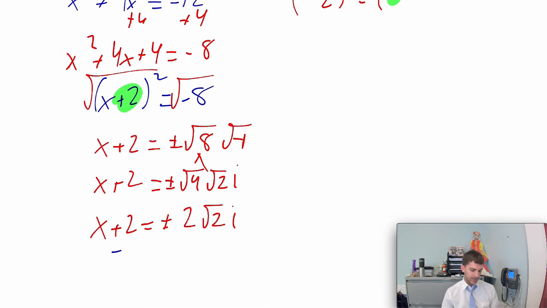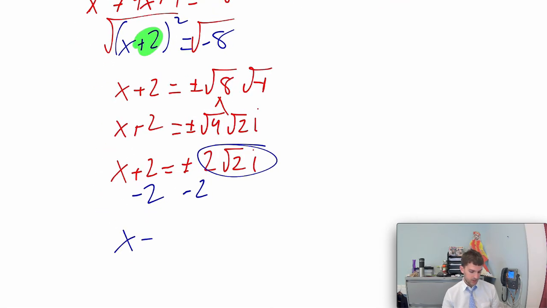Now, to get x all by itself, we're going to subtract 2 from both sides. And now this is one big term. It's an imaginary term. We cannot combine the imaginaries with real parts. So we're going to leave it as x equals negative 2 plus or minus, and I'm going to write it as 2 times i times the square root of 2, which is the same as saying 2 times the square root of 2 times i.